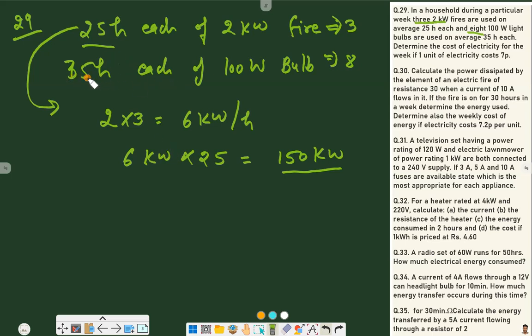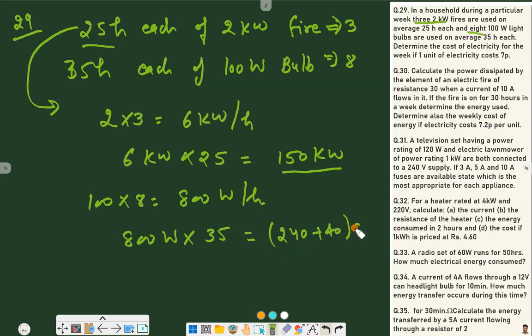Now similarly with the bulbs, we have 8 bulbs, and each bulb uses 100 watt. So for 8 bulbs we will be using 800 watts per hour, and we will be using the bulbs for 35 hours. So 800 watt into 35, we will get 28,000 watt-hours, or 28 kilowatt in total for bulbs, 150 kilowatt for fires and 28 kilowatt for bulbs.